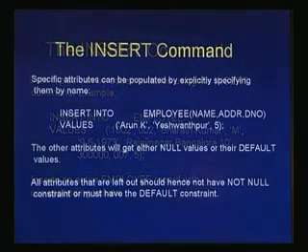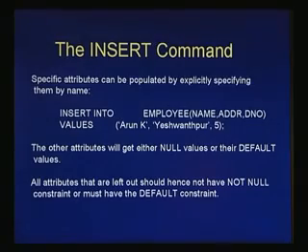On the other hand, I can specify only a partial set of attributes within the tuple. This slide shows such an example, which says insert into employee, name, address and D number, values Arun K, Yeshwantpur, and 5. Therefore, it inserts only those attributes called name, address, and department number, or DNO. What happens to the other attributes? The other attributes will either get a null value or the default value if a default is specified.